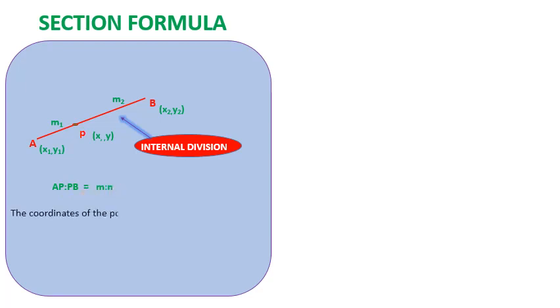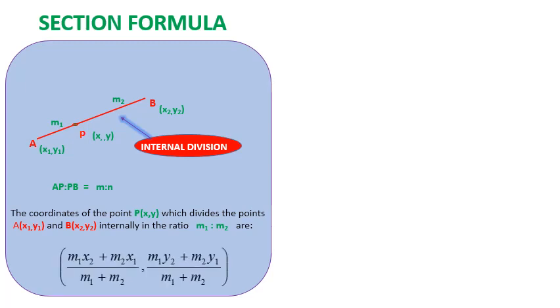Now, the section formula says: the coordinates of the point P(x, y), which divides the points A(x1, y1) and B(x2, y2) internally in the ratio m1:m2, are what we have to find, this x and this y. That is what the section formula gives. So let us move on to the formula. The x coordinate is (m1x2 + m2x1) divided by (m1 + m2). And the y coordinate is (m1y2 + m2y1) divided by (m1 + m2).